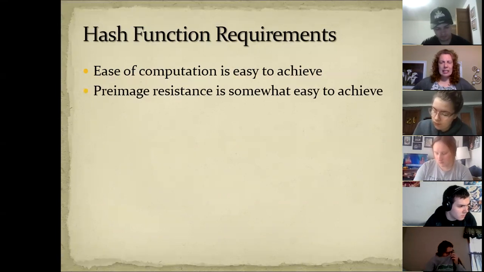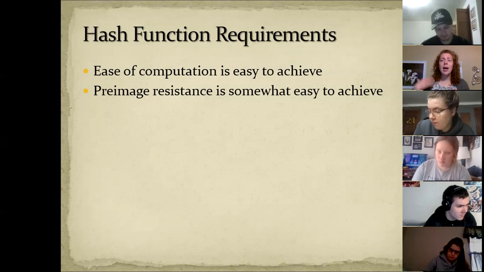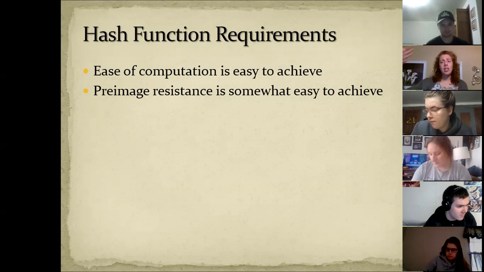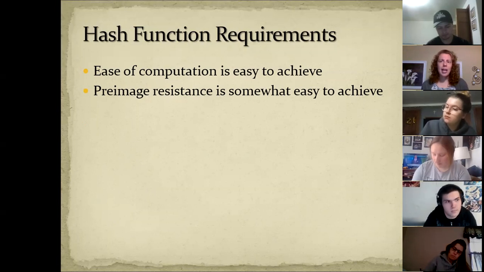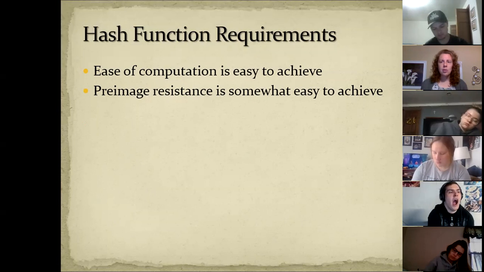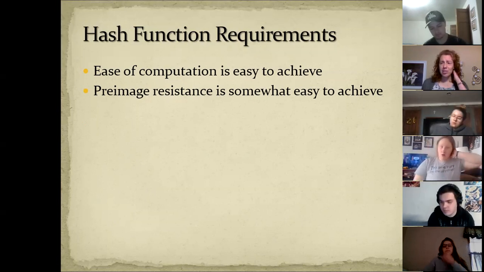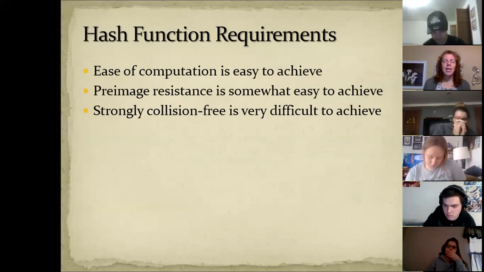Pre-image resistance. Yeah, getting a little harder. So we have some functions that are hard to undo. Remember, pre-image resistance is basically it's hard to undo your hash function, right? Given the output, it's hard to find the input. So we could play with this. It's not horrible. We'll do an example and we'll talk about whether or not this has pre-image resistance. Kind of, sort of, not quite as easy as ease of computation, but kind of, that'll work.